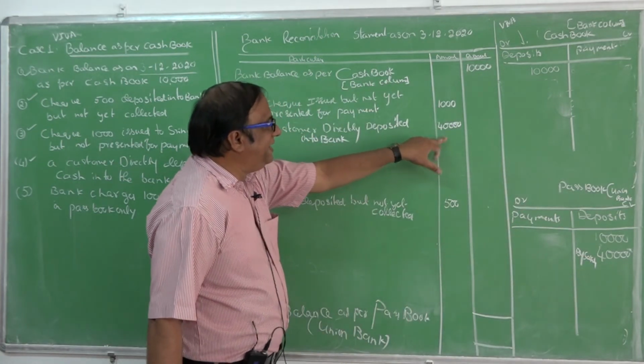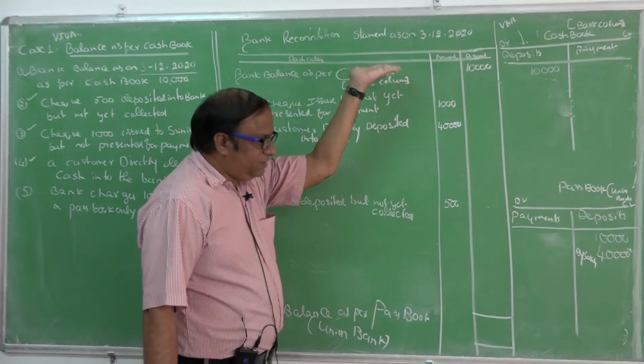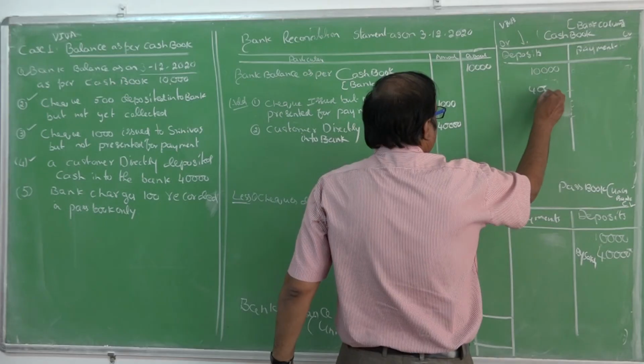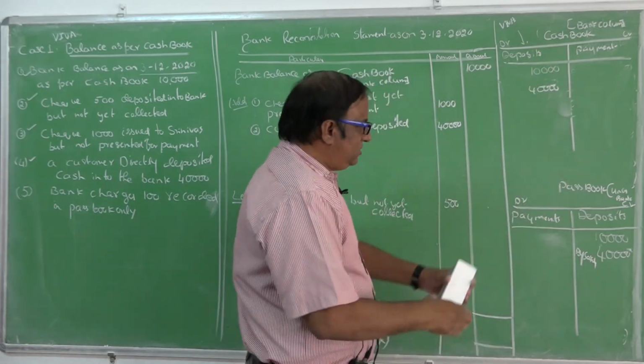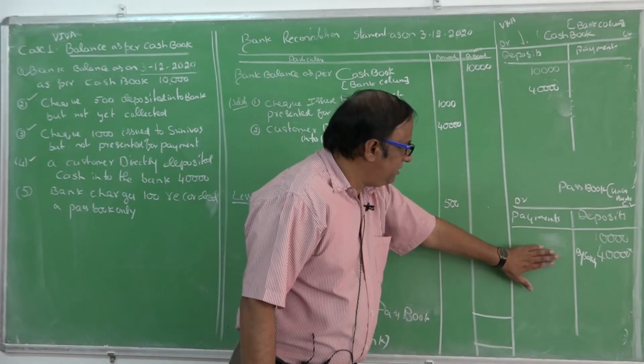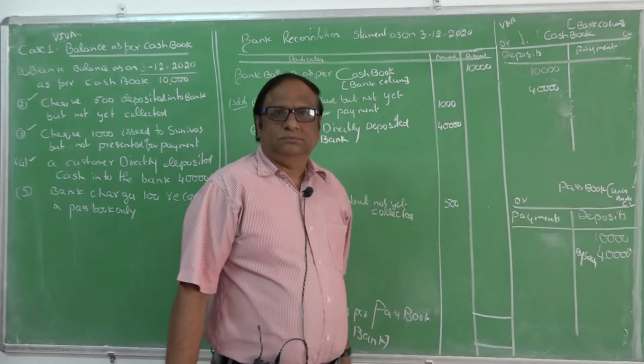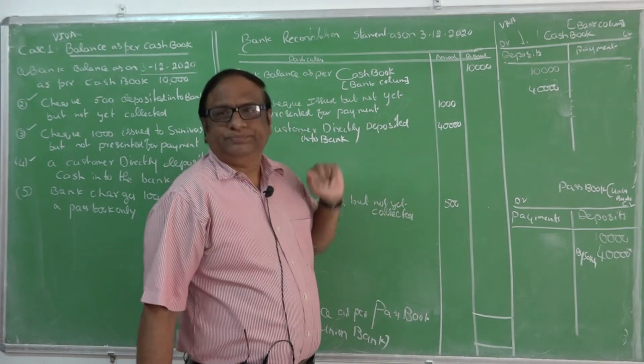That's why I have added to the cash book balance. Then both are equal. That means here I am writing 40,000. Then both are equal. These are all rough works. I am not disturbing the passbook. I am not disturbing the cash book. This is only rough work. Now I am adding.